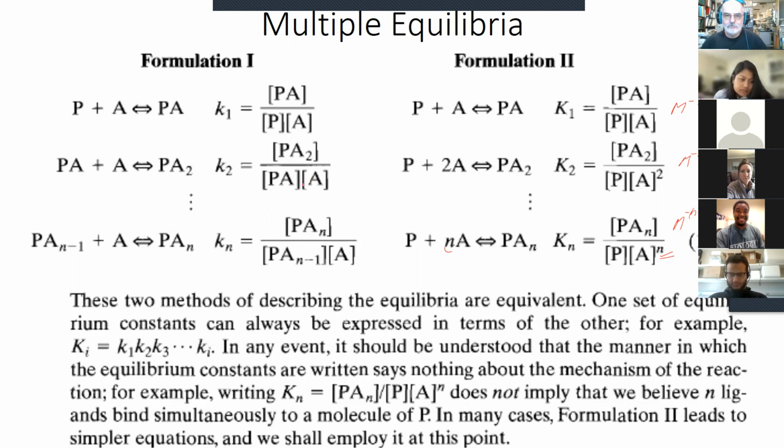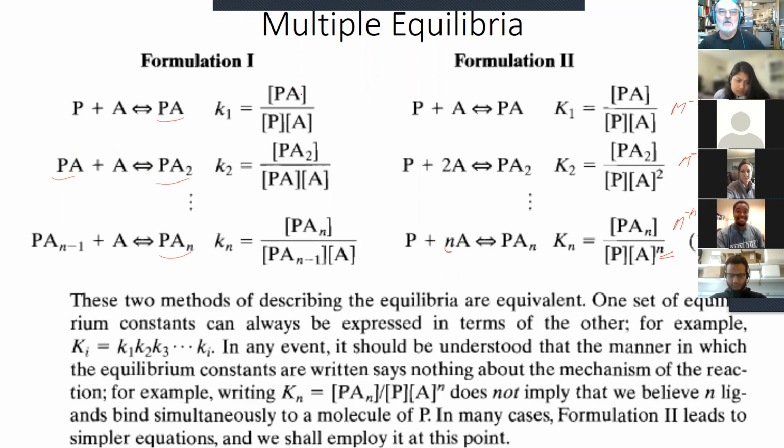On the left, we would write down stepwise binding. So you would first make PA, and then you would bind another ligand to make PA2, and another ligand and another ligand until you get PAN. And so you would always have on the left the form of the ligation one below what you're writing down.